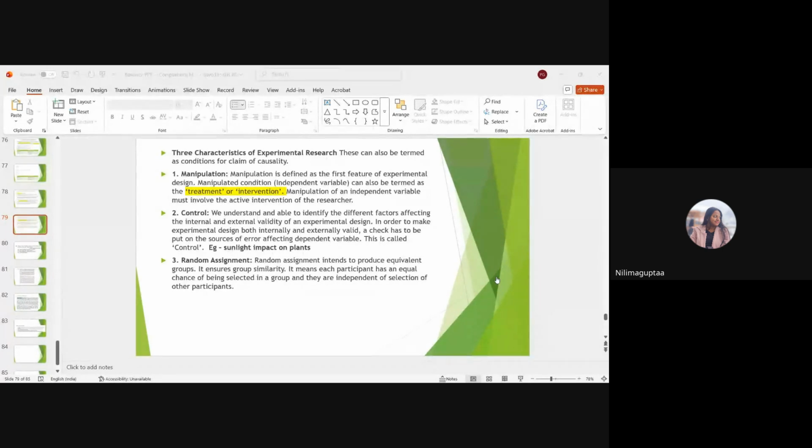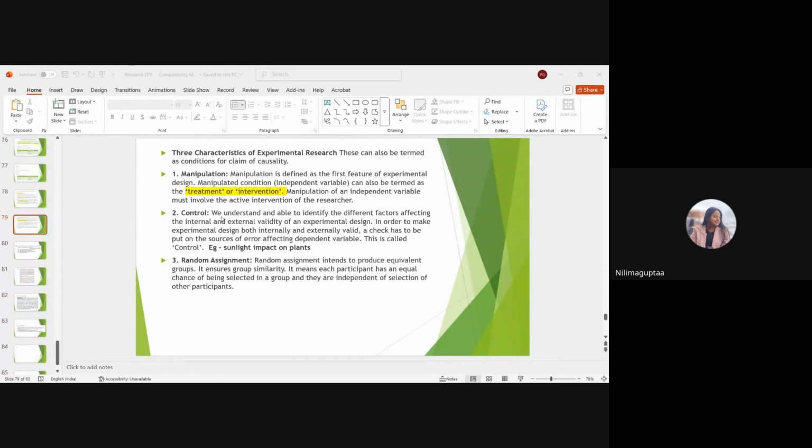I can just manipulate the number of cups of coffee that I give to my experiment group. Let's say I will give 2 cups of coffee or 6 cups of coffee. That is my independent variable. But I cannot control the dependent variable. That is my sleep. Okay, I can just control what I'm providing. It can also be termed as the treatment or the intervention that I'm doing. Manipulation of an independent variable must involve the active intervention of the researcher, which is under my control.